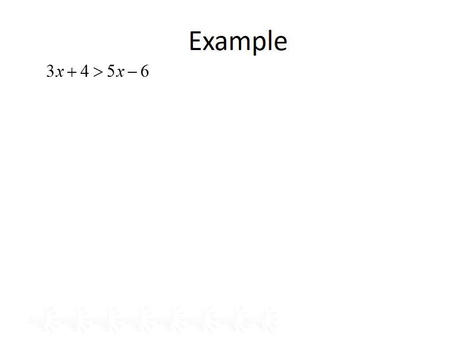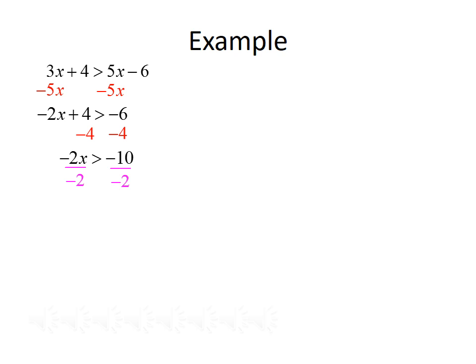For our next example, we have 3x plus 4 is greater than 5x minus 6. To get all of our x's on the same side of the equation, we'll subtract 5x from both sides, giving us negative 2x plus 4 is greater than negative 6. We subtract 4 from both sides of the equation, giving us negative 2x is greater than negative 10.